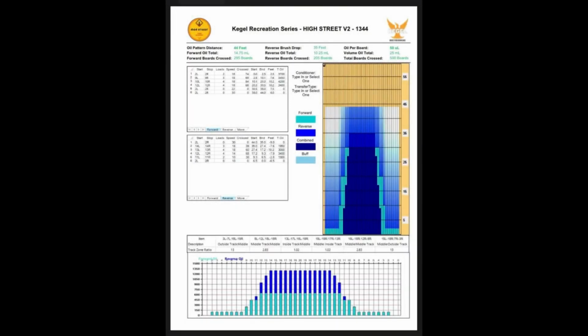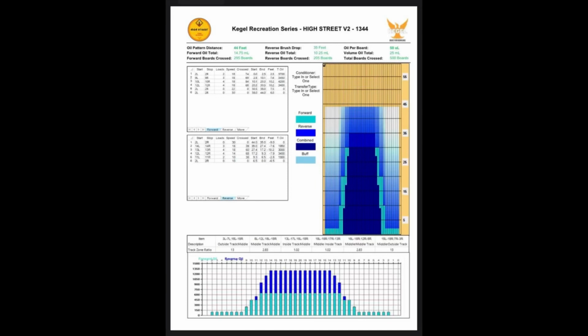We'll start with the Kegel Recreation Series High Street pattern, which is a house shot, basically. On the left-hand side of this sheet, at the top of the page almost, you'll find oil pattern distance. It's 44 feet. That's exactly what it sounds like. This pattern is 44 feet long.